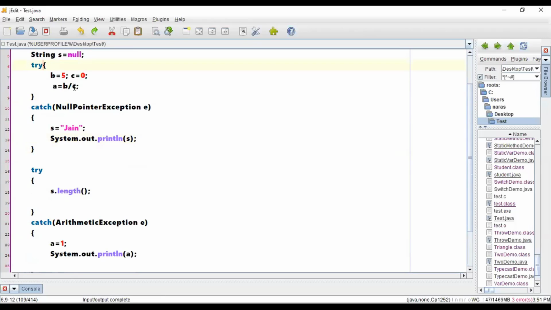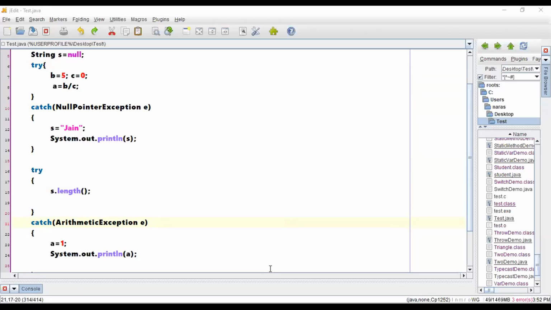Try. What is the expected exception? Arithmetic exception. What exception are you catching? Null pointer exception. Okay. Which is the next try? Try. The expected exception is a null pointer exception, but what you are catching is an arithmetic exception. Can we write something like this? What might be the output if I am writing a statement something like this?